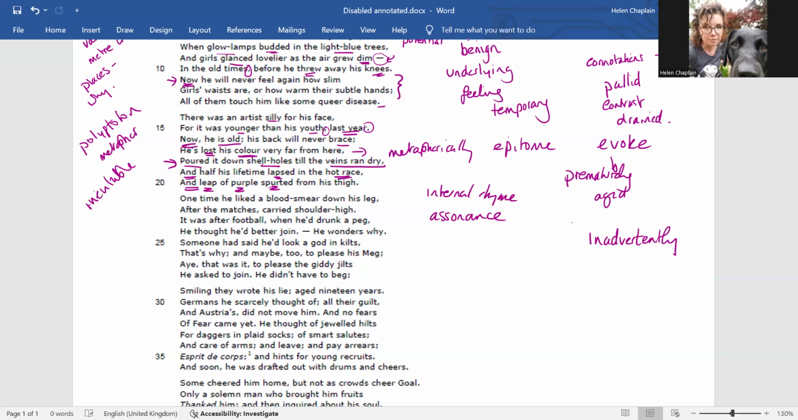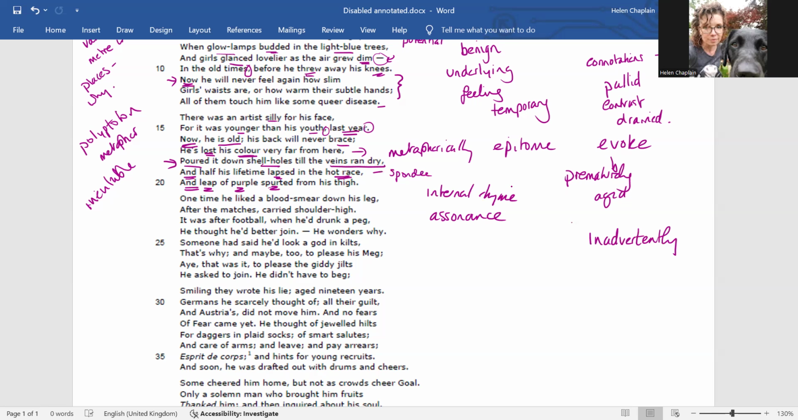Now, I said before that we were going to pick up on the exceptions to the iambic pentameter. You've got one there in hot race. Rather than it being a da-dum, it's a double stress. So it's actually called a spondee. But if you just want to say it, the double stress on the hot race shows the speed and the intensity of it.